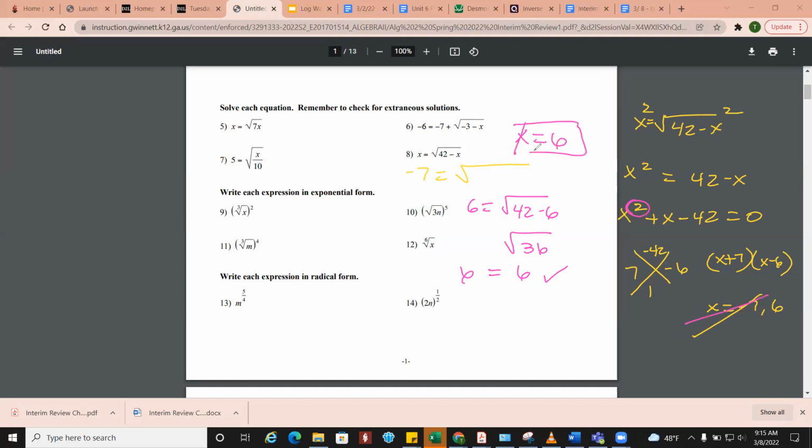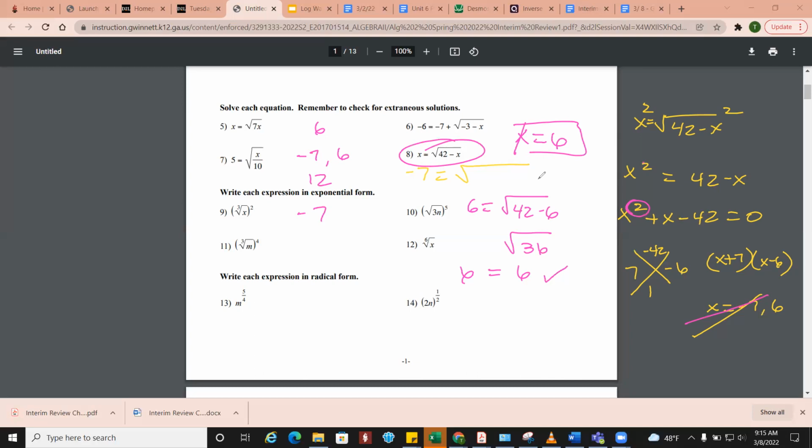Now, I'm going to be perfectly honest with you. If they give you one of these questions, take your answers and plug them into the original equation. Don't even try to solve it. Just plug it back in. So for instance, if they gave you answer choices like 6, negative 7 and 6, and 12, negative 7, I would plug these into this original and see which ones work. Make sure you check all of them because it could have two answers.